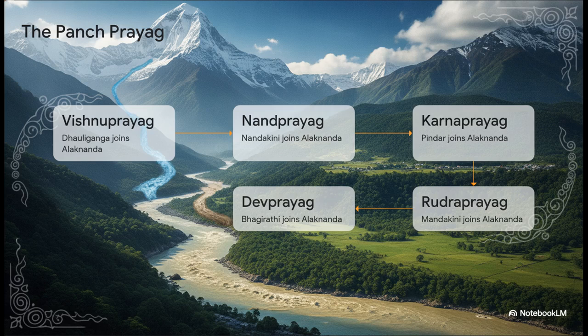This is the grand finale. Right here, the Bhagirathi River, remember, the one from Gomukh, crashes into the Alaknanda. It is only after this massive final collision at Devprayag that the combined waters officially earn the legendary name Ganga.